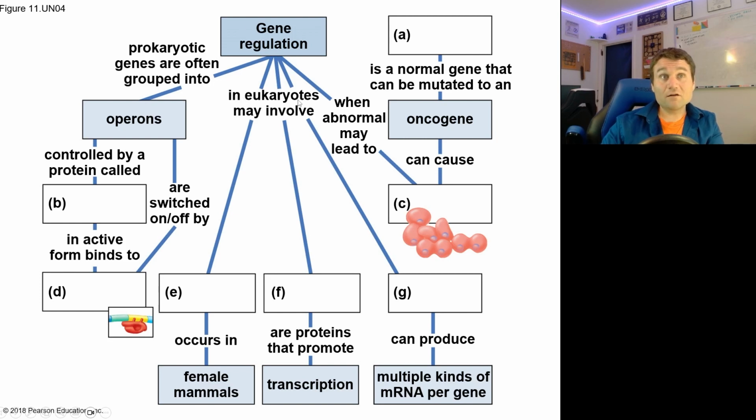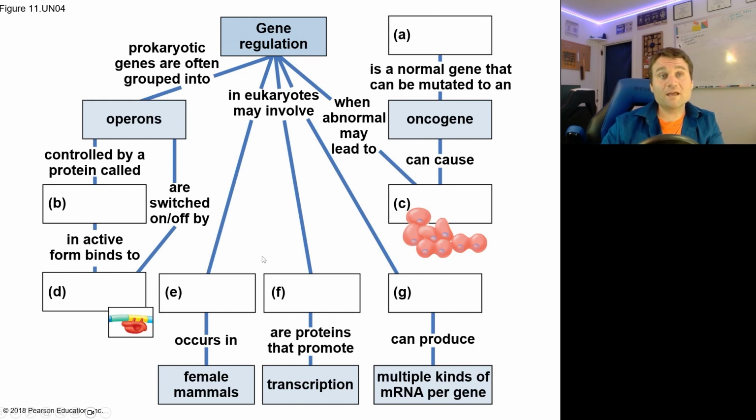Gene regulation in eukaryotes may involve blank, which occurs in female mammals. X inactivation, that's where randomly one X chromosome in each cell will be basically the DNA will be wound so tightly around the histone proteins that the whole thing becomes heterochromatin, and you can't use any of the DNA there. So we call that X inactivation, where one of the X chromosomes gets basically crumpled up and becomes what we call a bar body. That little crumpled up X chromosome is a bar body. But E is X inactivation.